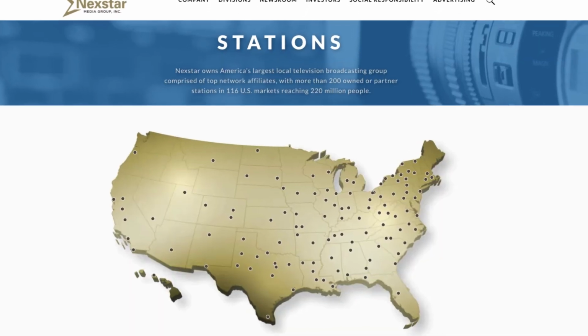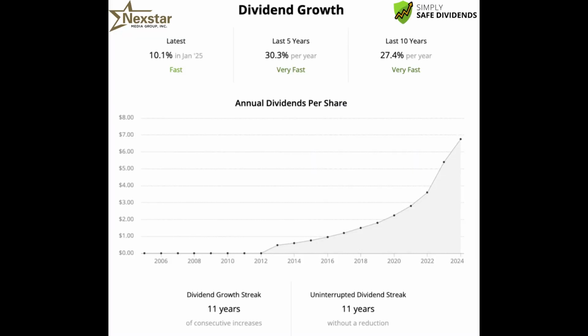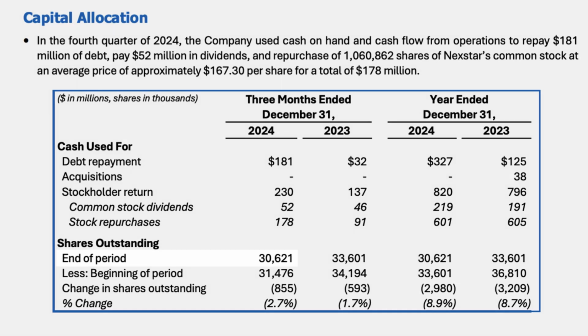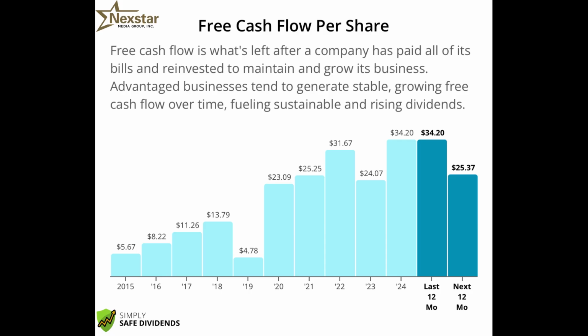But Nexstar is America's largest local TV station owner. They reach about 68% of US households. And some really quick points I like about them: they have 11 straight years of dividend growth with a 10-year CAGR of 27%. Management returns about two-thirds of their free cash flow to shareholders in dividends and share repurchases. The share count is declining due to their aggressive buybacks. Now, Simply Safe Dividends, you see here, shows 32.8 million shares outstanding, but it's actually 30.6 million according to the latest Nexstar SEC filing. And they have really strong free cash flow generation of almost $35 a share.